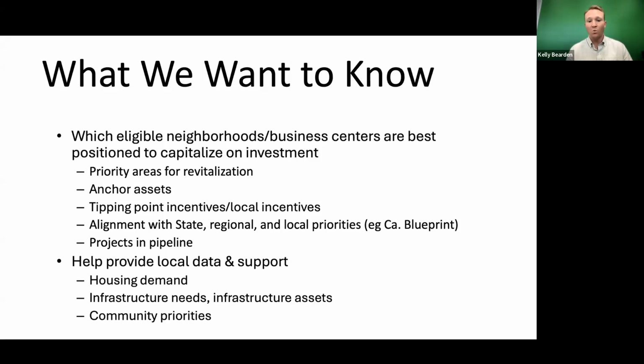So if you are working on a project or you know someone who's working on a project and they need that last mile, this is a potential incentive that may get them there. We're looking for alignment with state, regional, and local priorities. I call out the California Blueprint again. The California Blueprint is the state's economic development priorities. The state will be reviewing it. It's worth keeping that in mind.